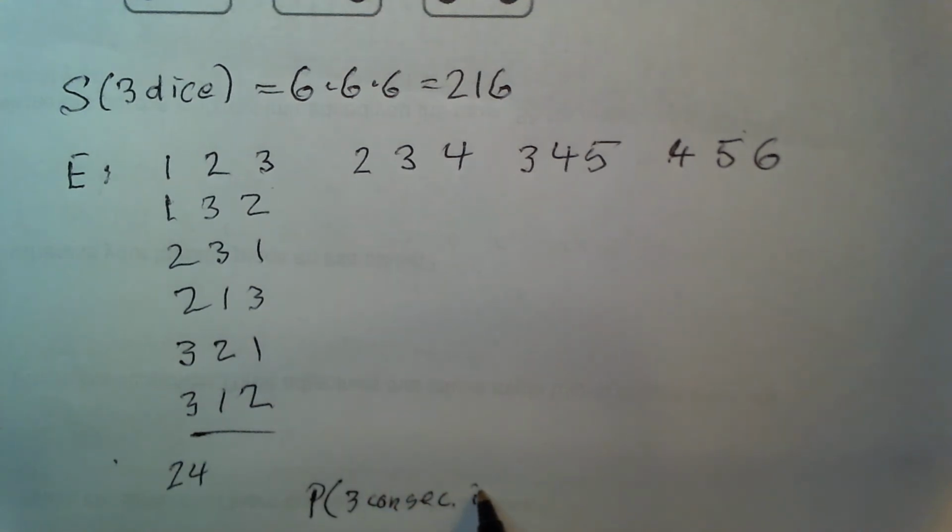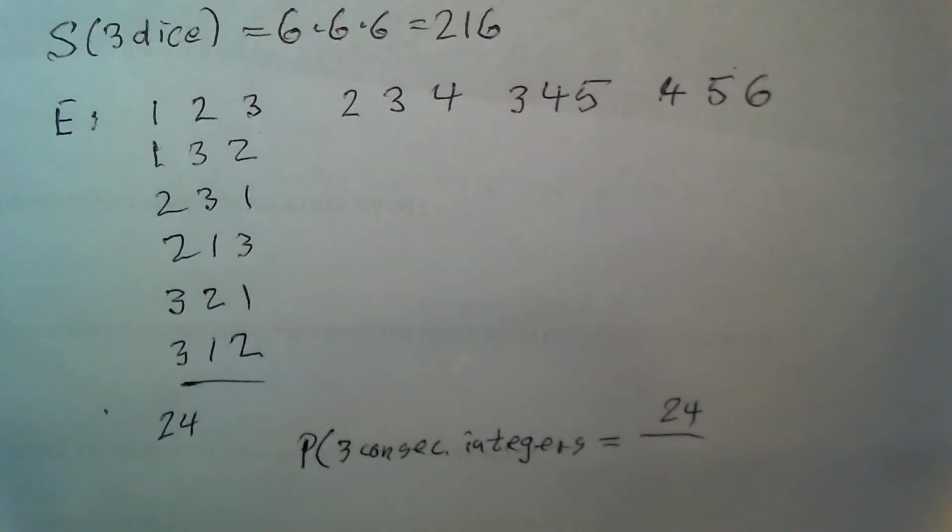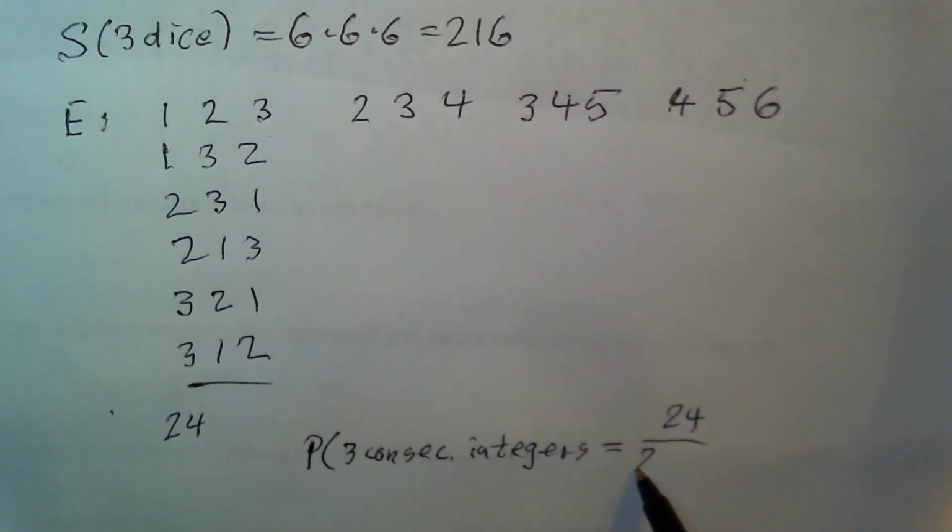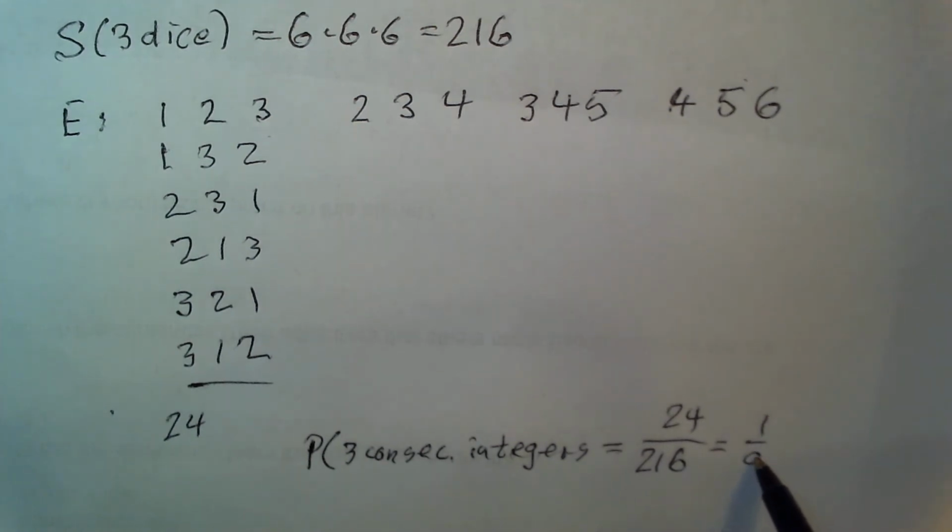consecutive integers will then be 24 divided by 216, and that is 1 divided by 9.